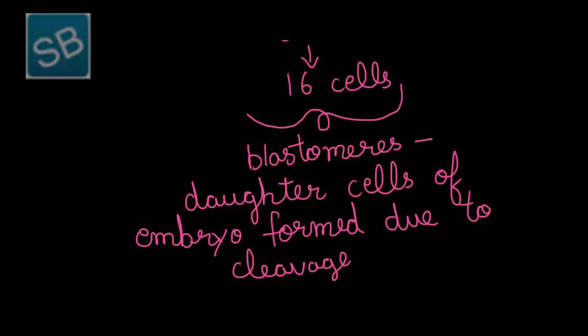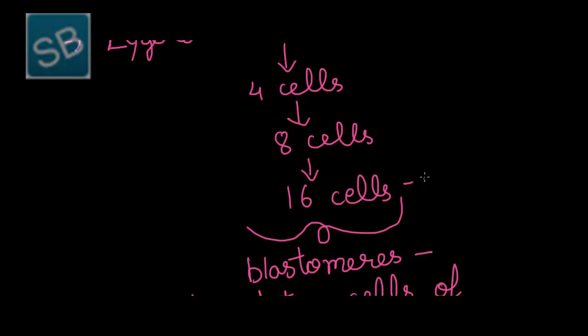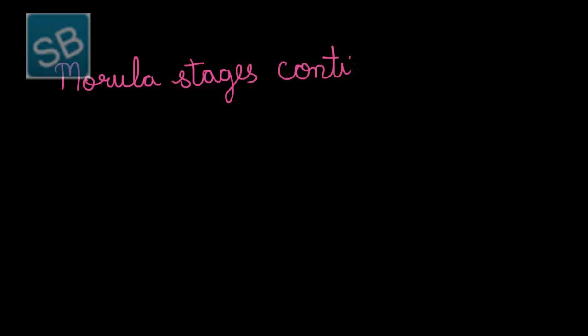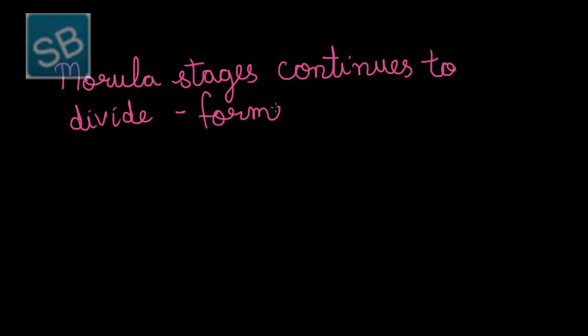Out of this, the 16-celled stage is known as the morula, because it is at this stage that the main changes occur within the embryo. That is, the morula stage continues to divide and results in the formation of the blastocyst. These blastocyst cells move further into the uterus.